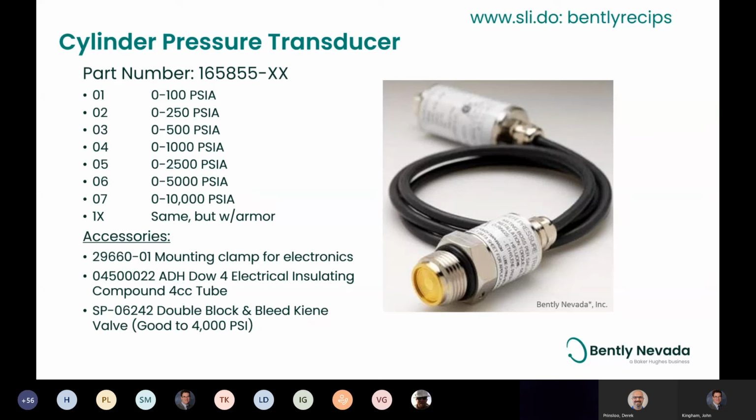Couple of points here. I originally made this presentation for our customer care people, and as such, I included part numbers for them so that they could understand, when somebody ordered Recip parts, what they were looking for. So the part numbers are included in this presentation.